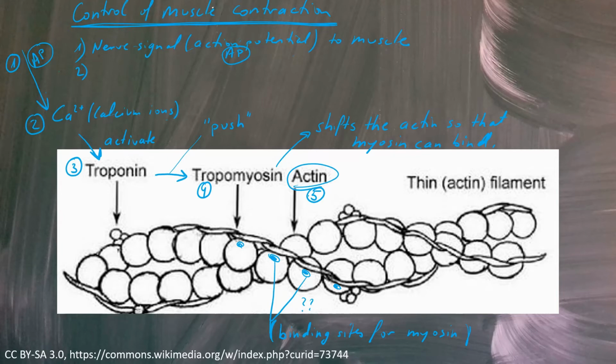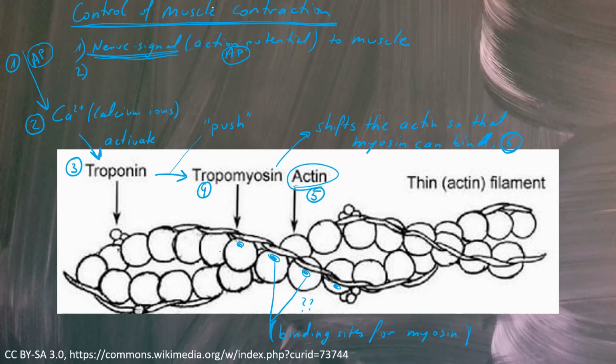So basically myosin can bind. It's maybe number 6 over here. So you see that this is kind of one thing leading to the next thing. That is the idea of how muscle contraction is controlled. We're starting off with a nerve signal, and we're ending with a change in the actin so that the myosin is able to push the actin.